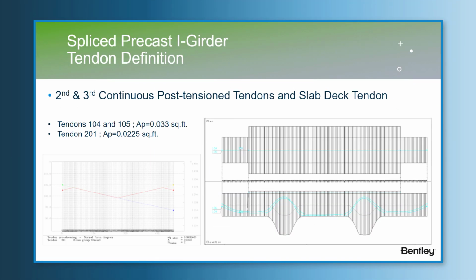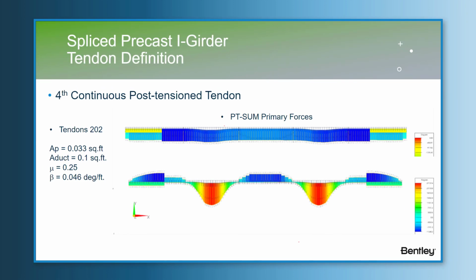Then it's cast the first deck slab sequence, divided by the middle span and the zone over the piers, and it's installed two more continuous post-tension tendons, now on the composite section, the tendons 104 and 105. It was also installed one more tendon on the slab, the tendon 201. After the extreme deck slabs are poured, it's installed one more and last post-tension tendon, the fourth continuous tendon, the tendon 202, and the total primary forces installed on the composite girder are presented in this slide.